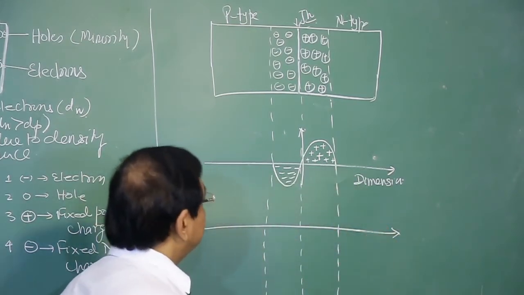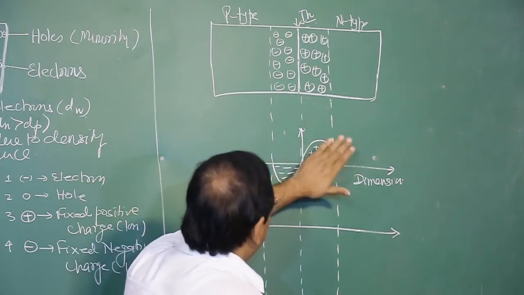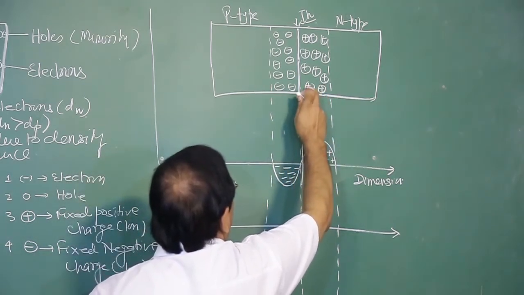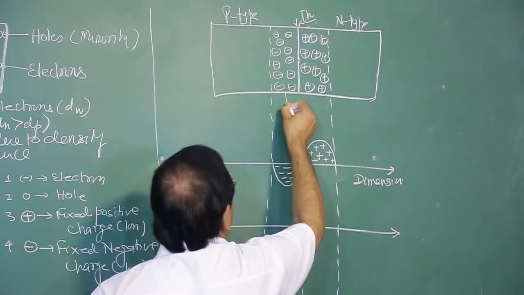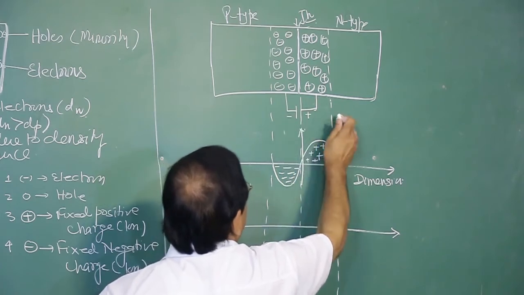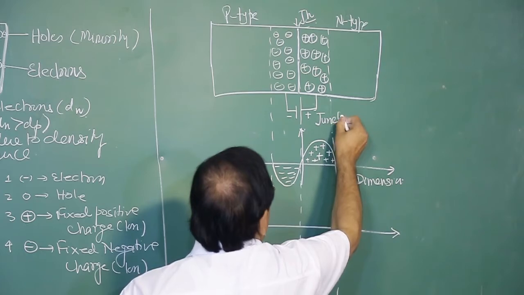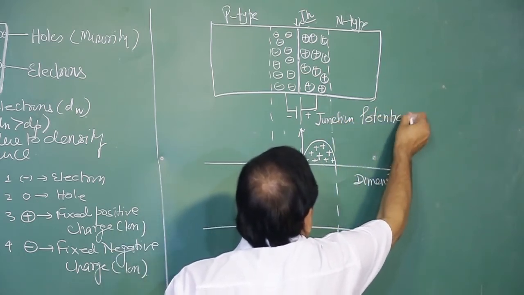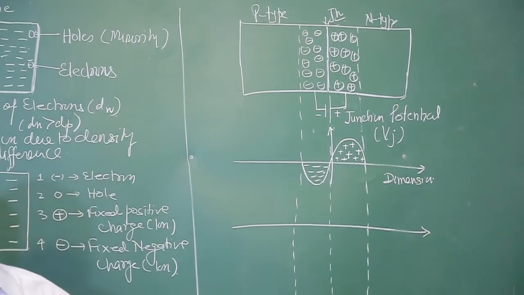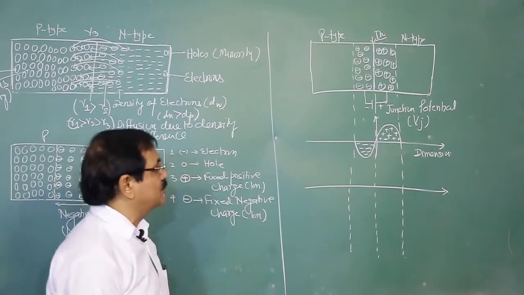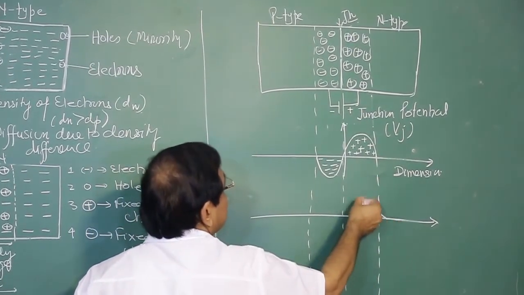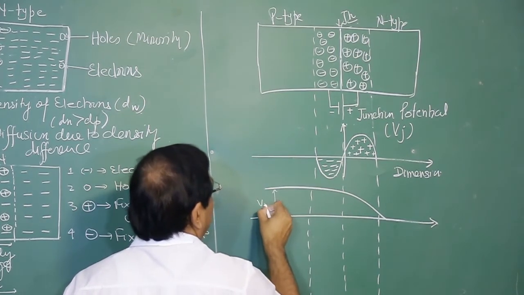Due to this charge across the junction, there is a junction potential as well. This side is negatively charged and this side is positively charged. It is known as the junction potential. This is Vj, and it plays a very important role in the motion of charge carriers from one place to another. Suppose the potential that develops is something like this. This is your Vj.